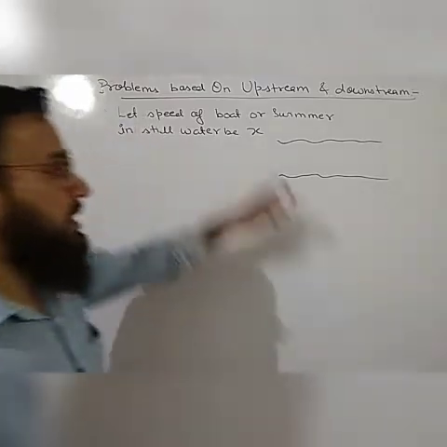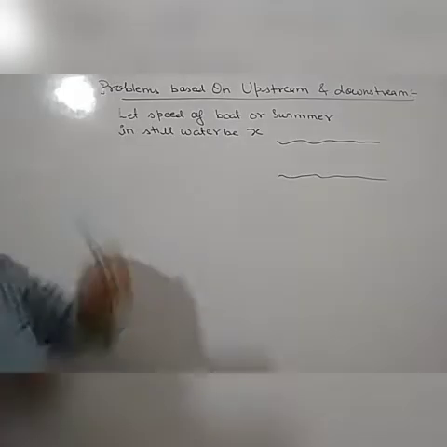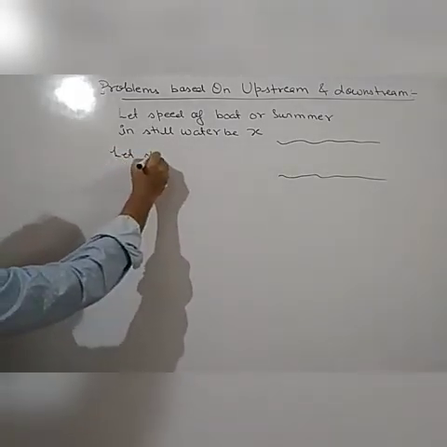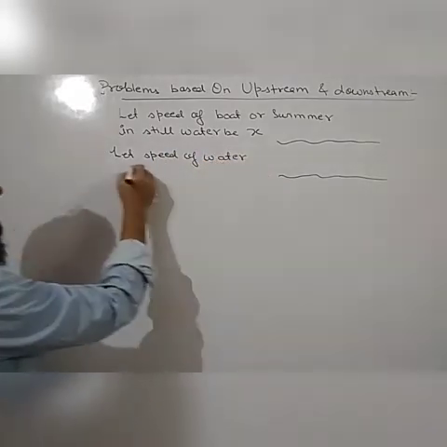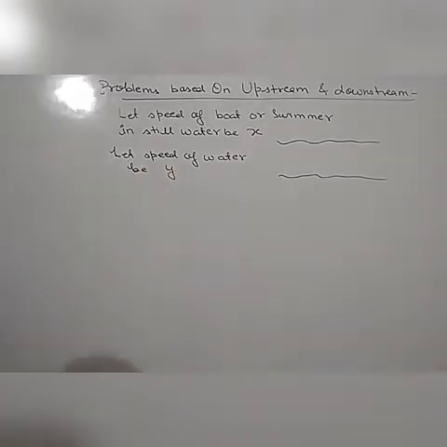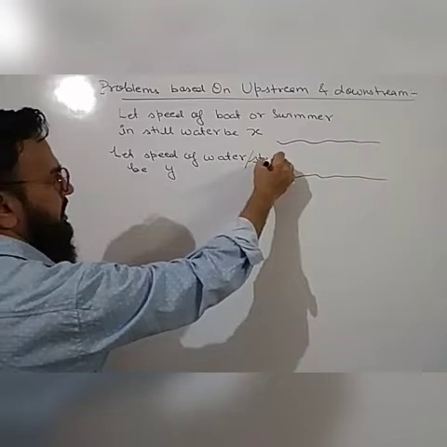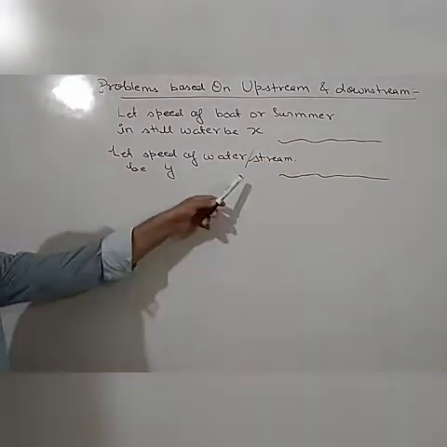Okay, so in the first case, let the speed of the boat or the swimmer in still water be x, and if water is also flowing, let the speed of water be y. Speed of water or the speed of river, we will consider it as y. It is also known as the speed of the stream. Stream means the water current. So the speed of water or the stream is y.